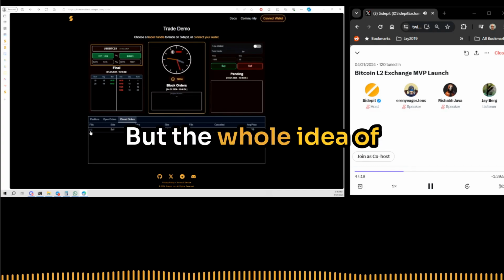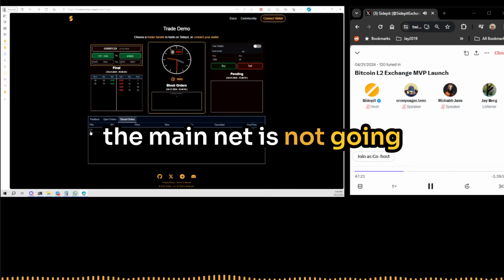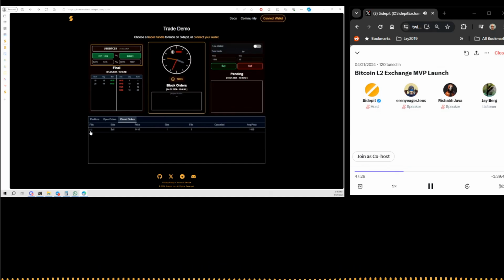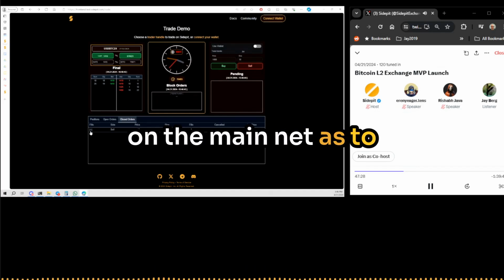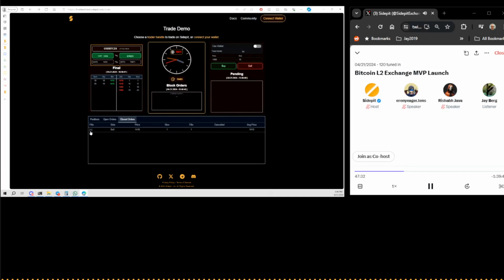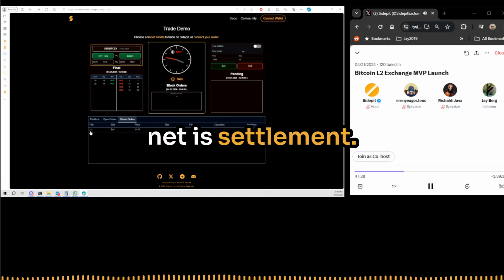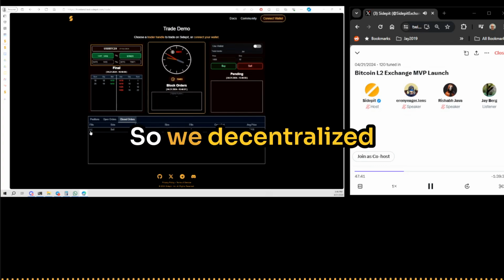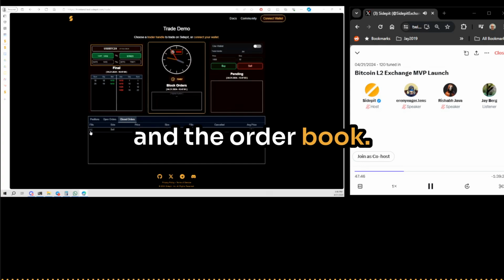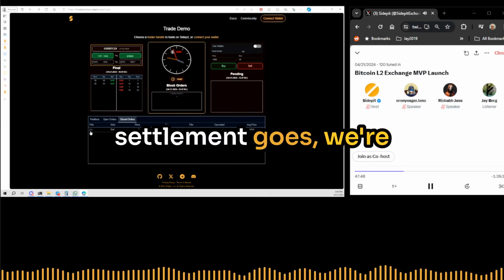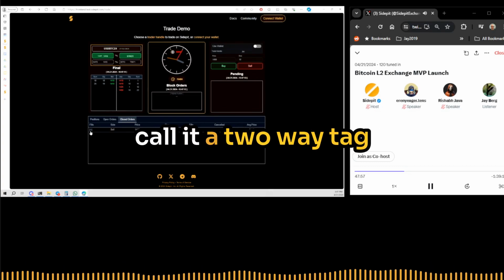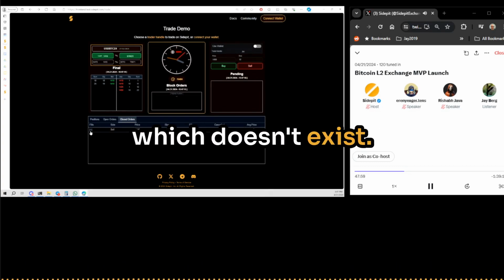But the whole idea is that the mainnet is not going to be able to confirm anything. There's no security on the mainnet as to the actual result of the trading session. The only thing we could do on the mainnet is settlement. So we decentralized the matching engine and the limit order book. And as far as the settlement goes, we're punting that to the best trust-minimized solution. They call it a two-way peg, which doesn't exist.